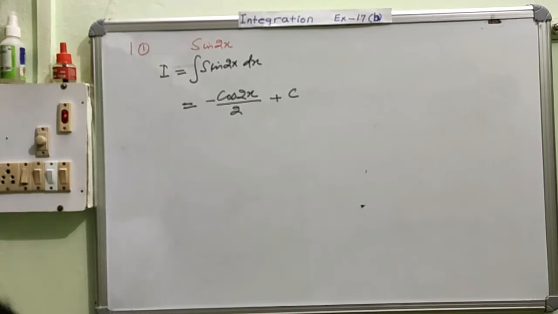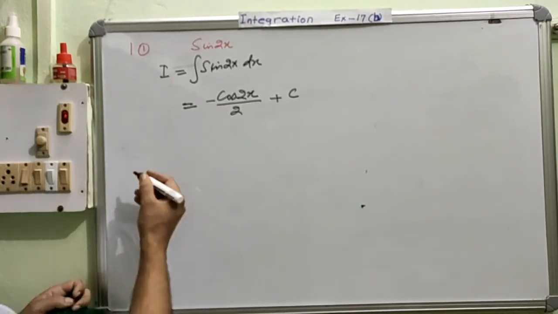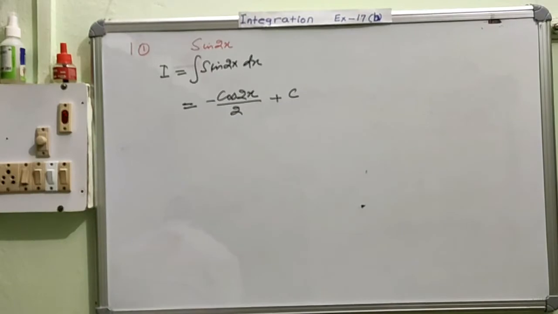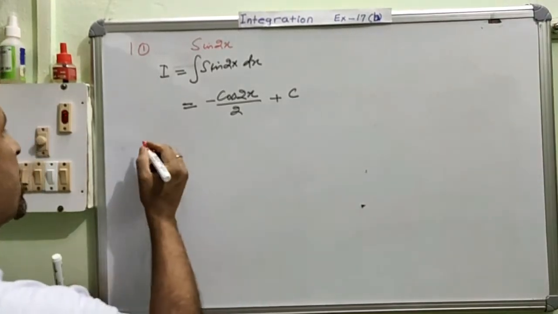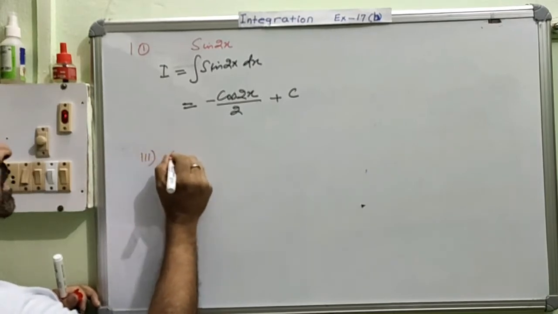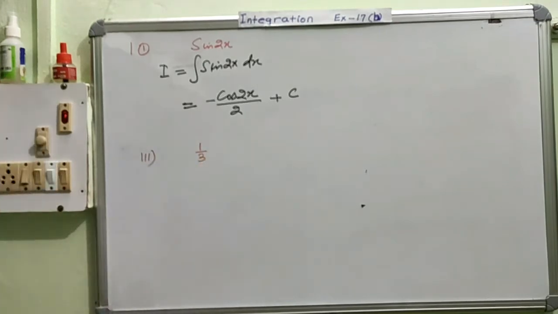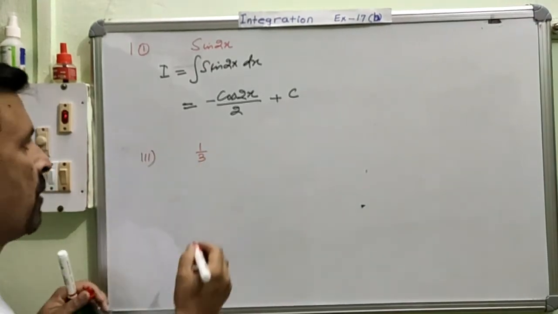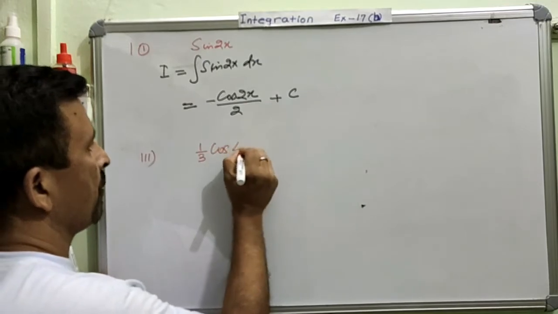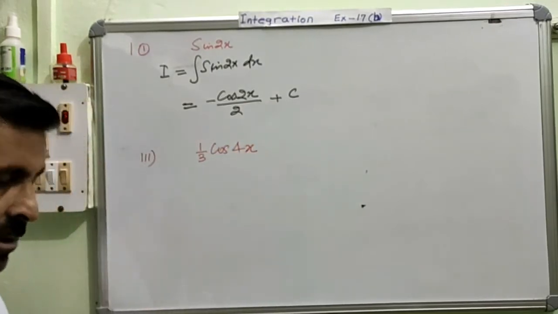Is it alright? Okay. Let us take another question. Another question we will take is question number 3. Question number 3 is 1 over 3 cos 4x. Okay, this is your question.